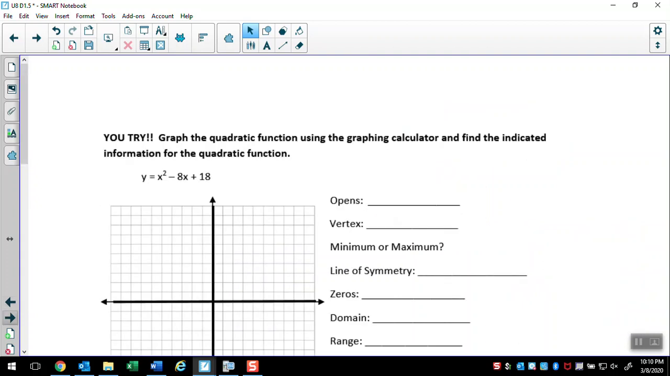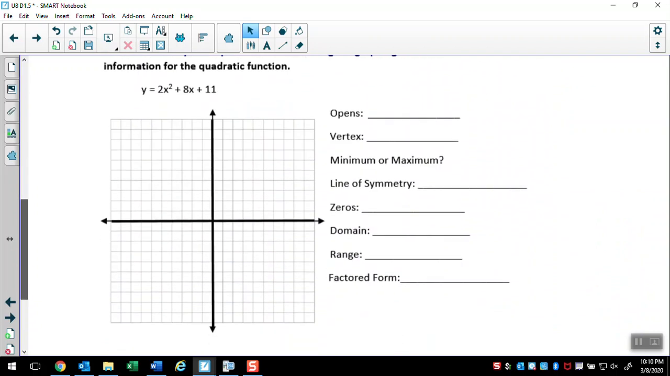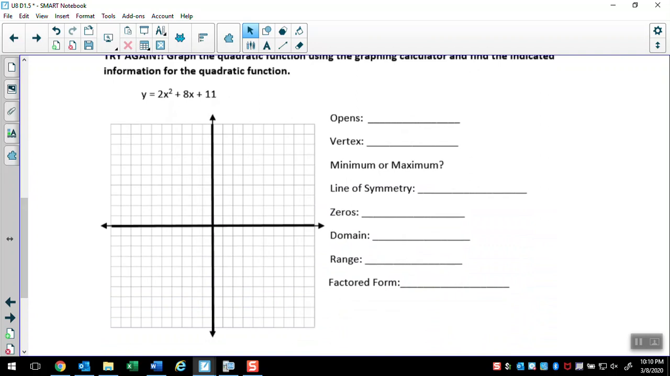All right, let's go to the next page. And this one is a try on your own, and so is this one. So these are both ones that we will get through and go over in class. And that brings us to the end of this video.